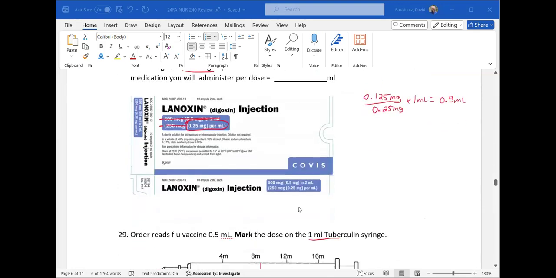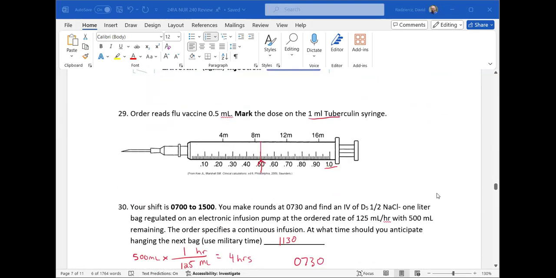All right, number 29. The trick with this is knowing that these 4M, 8M, 12M, 16M are not milliliters. I'm not sure what unit that is, but it's not milliliters. These down here are your milliliters. The only reason I know that is because it tells us it's a 1 milliliter tuberculin syringe, and 1.0 is the max that goes to. And so I marked at the 0.5.